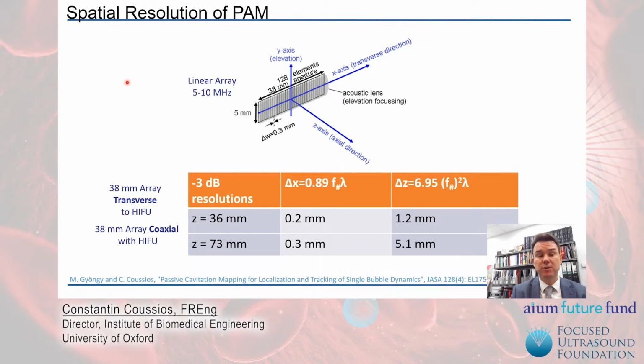As mentioned previously, the spatial resolution of passive acoustic mapping is primarily dependent on the point spread function. And you can see it here expressed as a function of the F number and the wavelength. And you can see that it is possible to achieve pretty extraordinary transverse spatial resolutions. But axial spatial resolution is more challenging, ranging between 1 and 10 millimeters, depending on the distance of the acoustic source from the array.